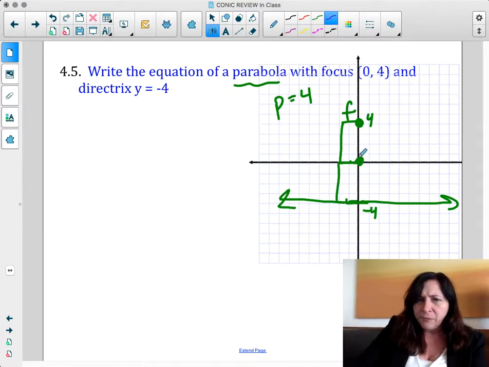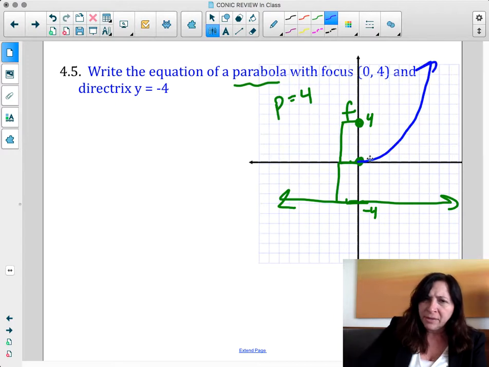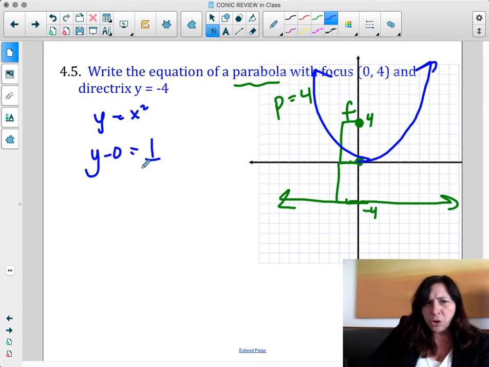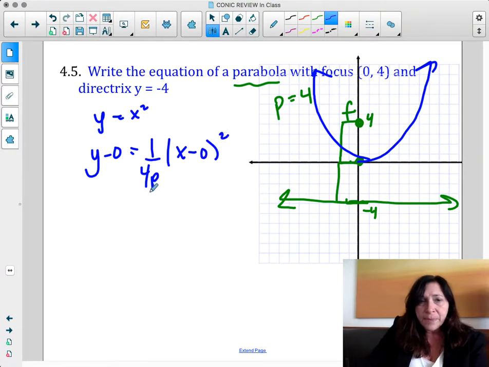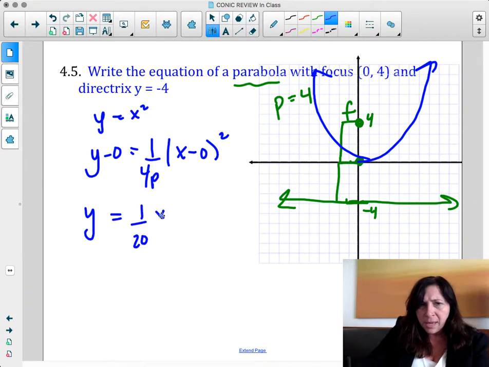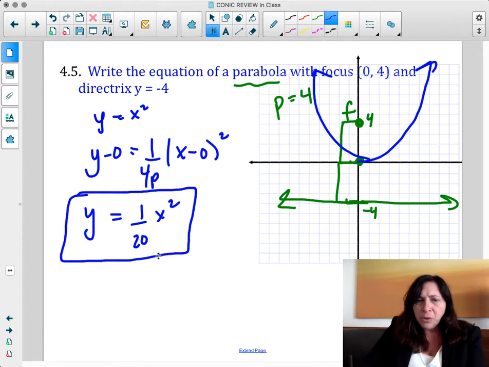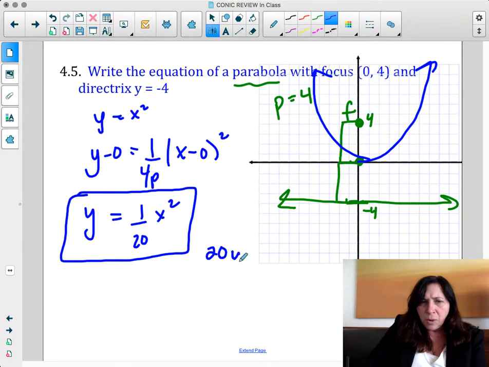It also means that for my parabola, it does look like this. Okay. Because it's up like that, it's a y equals x squared graph. So we're going to go y minus 0 equals 1 over 4p times x minus 0 quantity squared. We know p is 4, so this will be y equals 1 over 16 x squared. And that's the equation of my parabola. Remember, you can also write it like this: 16y is equal to x squared. And that's completely fine also.